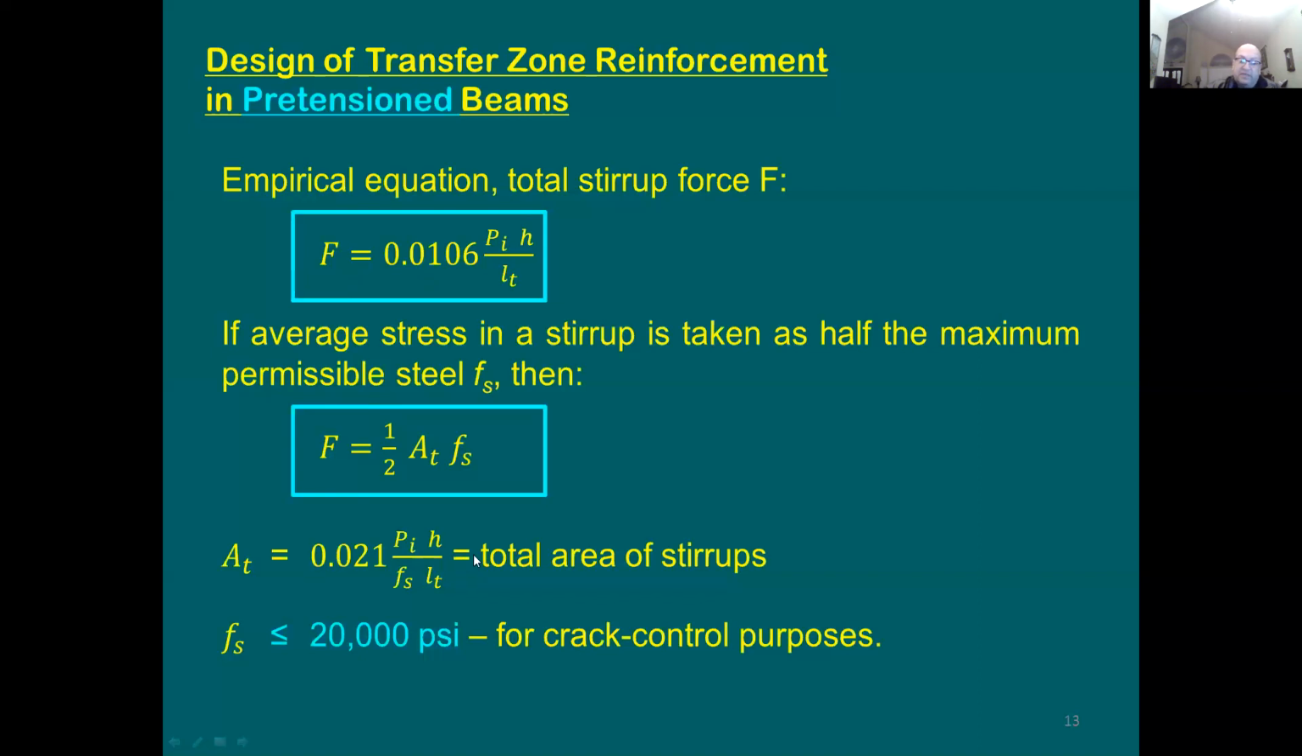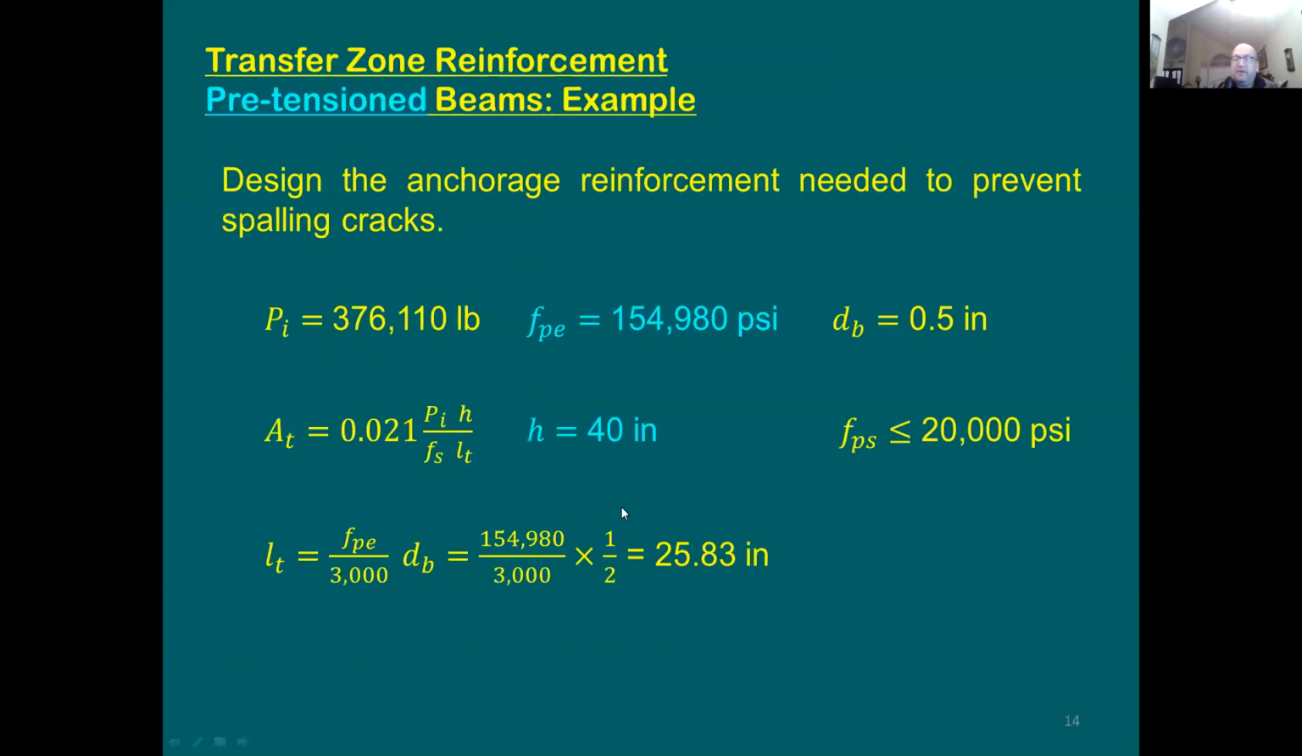Now, I want you to notice here that H over L is about 2. Therefore, this force here is going to be nearly about 4%, which means the cross-section area of the ties is going to be equal to 4% of the amount of pre-stress force that you apply in the front of the beam divided by 20 KSI. So a simple way of doing it is just to take 4% of the pre-stress force and divide this by F sub S, which is 20 KSI.